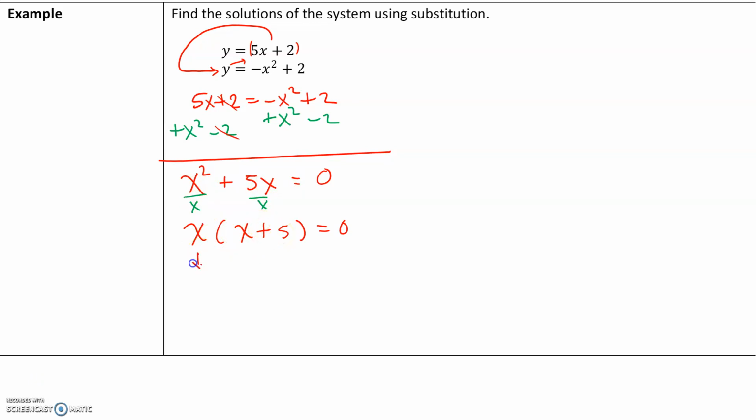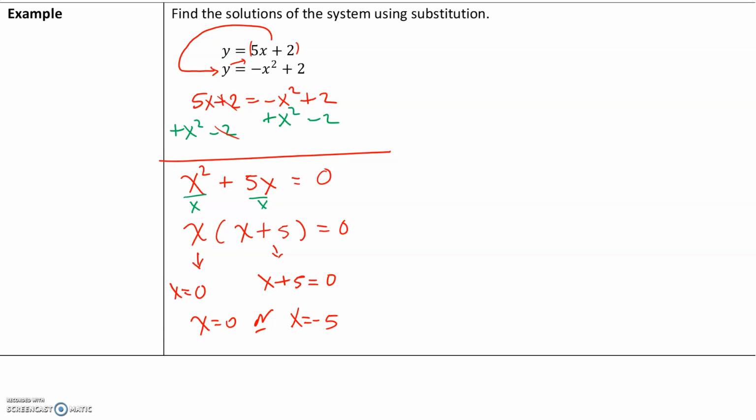And now by the zero product property, if two terms multiply to be 0, then either x has to be 0, or x plus 5 has to be 0, or they both have to be 0. So we're going to get x equal to 0, or x equals negative 5. So we have two different values of x.